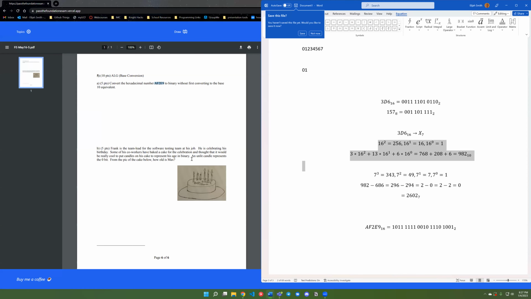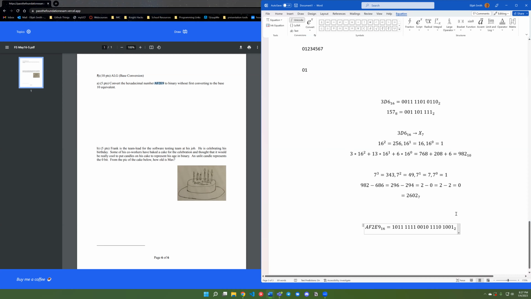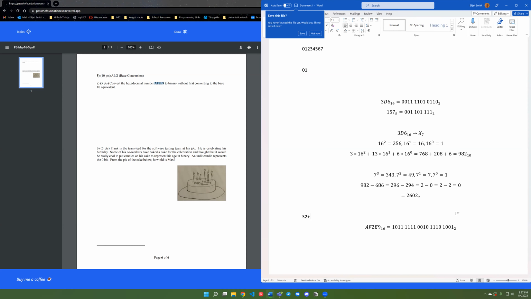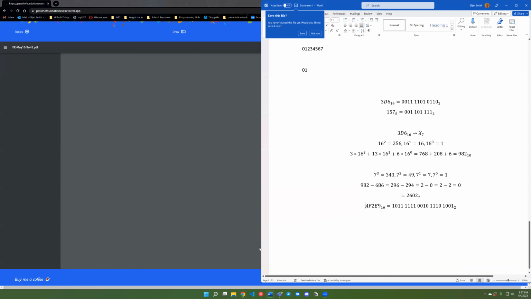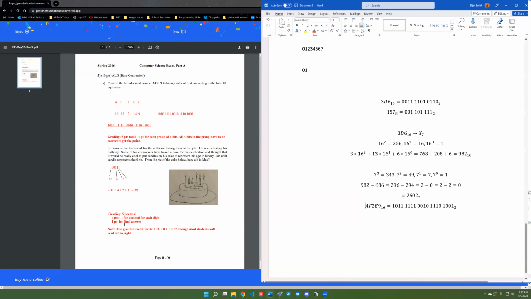The second problem gives us some candles here. Unlit candle is a 0, a lit candle is a 1. How old is he based on the picture? So this is 1's place, 2's place, 4, 8, 16, 32. So this is 1 plus 2 plus 4, skip 8, skip 16, plus 32. So 32 plus 4 plus 2 plus 1 is equal to 39. So he should be 39 years old. Let's go ahead and submit this, make sure we got it. All right, so he is 39 years old here.